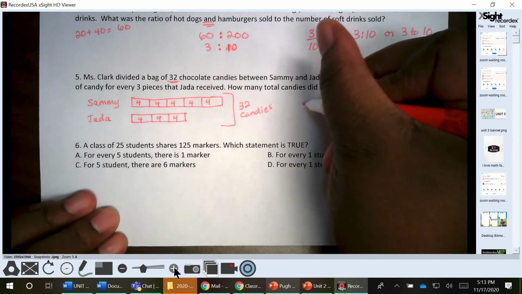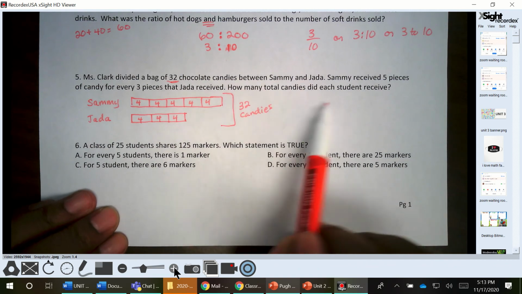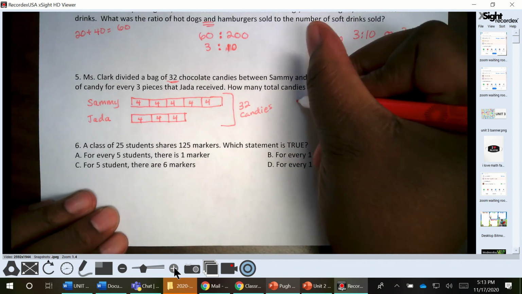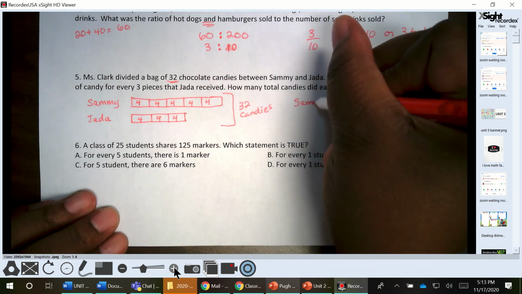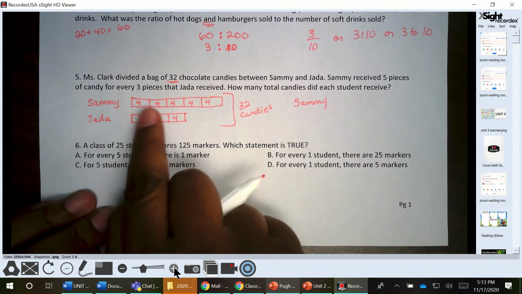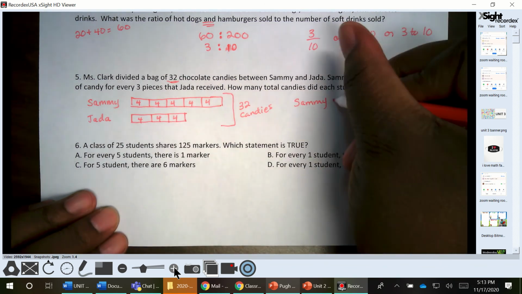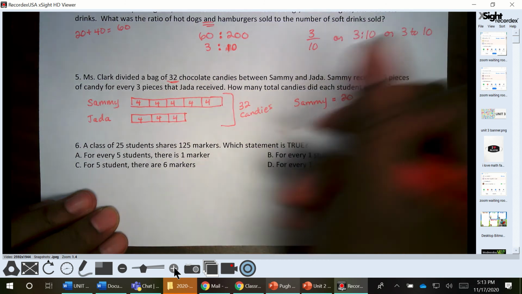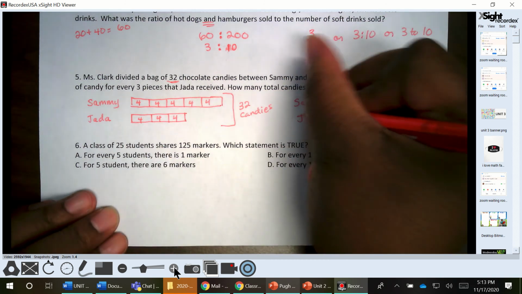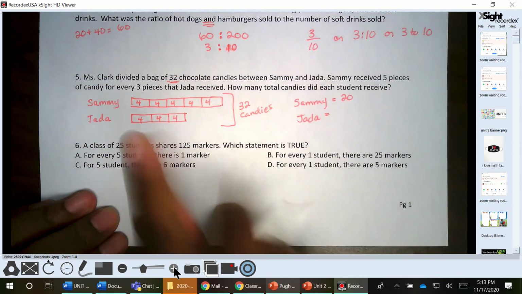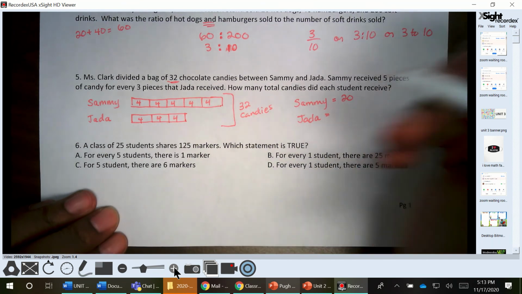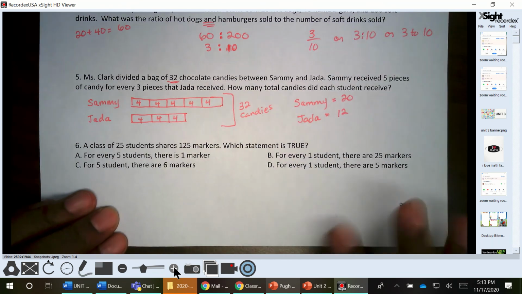All right, so now the question says, how many total candies did each student receive? So let's see. Sammy, 4 plus 4 plus 4 plus 4 plus 4. Sammy received 20. And then Jada, 4 plus 4 plus 4, she received 12.